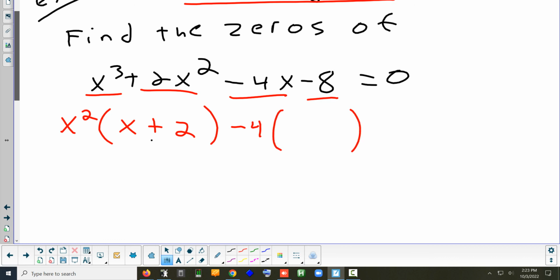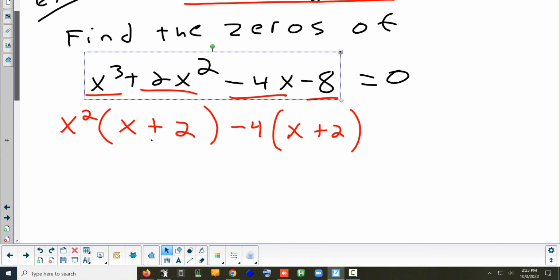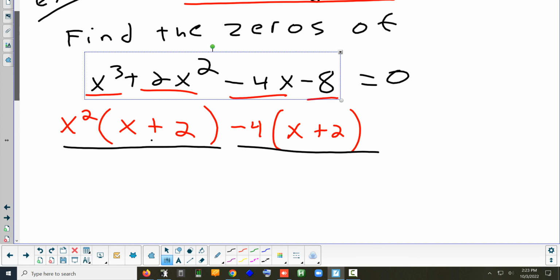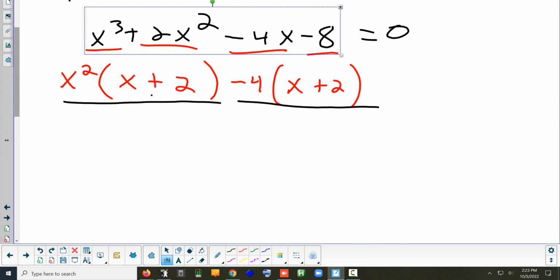Negative 4 times what would give you negative 4x? X. And negative 4 times what would give me negative 8? Positive 2. And look what just happened. X plus 2, x plus 2. Perfect. Now, look at that, and look at that. What do both of those things have in common? Inside the parentheses, what is that? X plus 2. So what we're going to do now is factor out what this and that have in common, which is x plus 2.